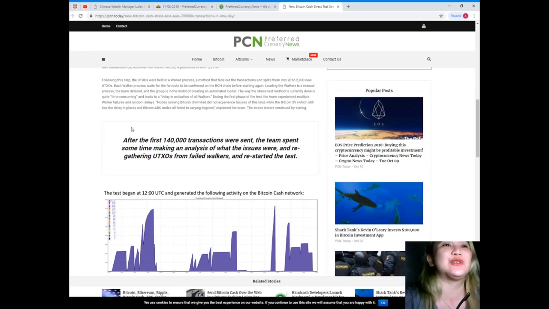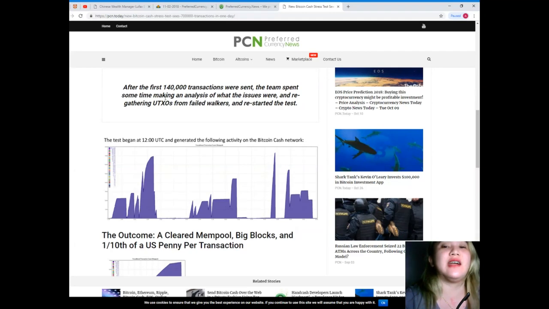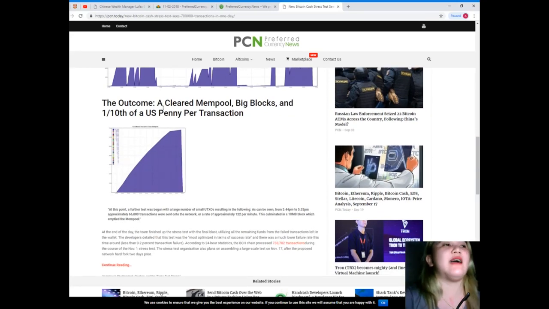The stress testers continued by stating, after the first 140,000 transactions were sent, the team spent some time making an analysis of what the issues were and regathering UTXOs from failed walkers and restarted the test. So the test began at 12 UTC and generated the following activity on the Bitcoin Cash network. The outcome: a cleared mempool, big blocks, and 1/10 of a US penny per transaction.